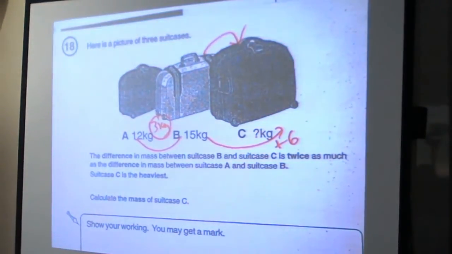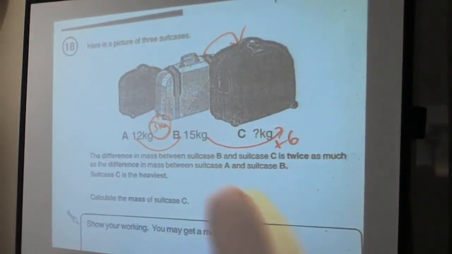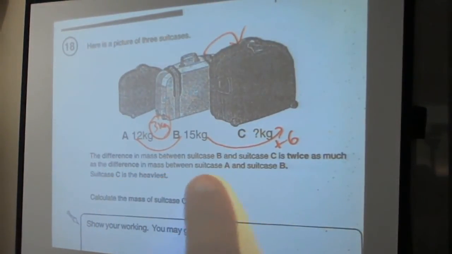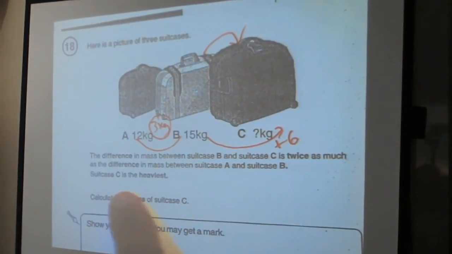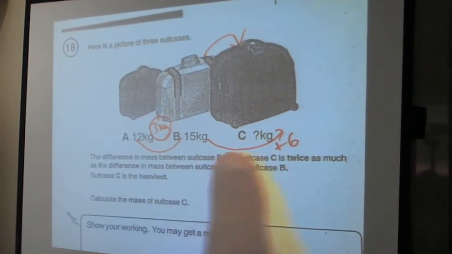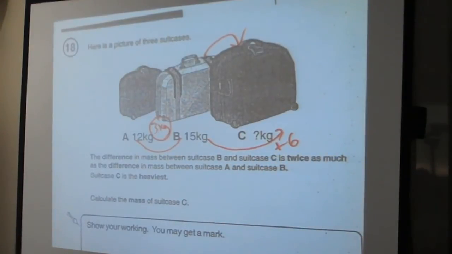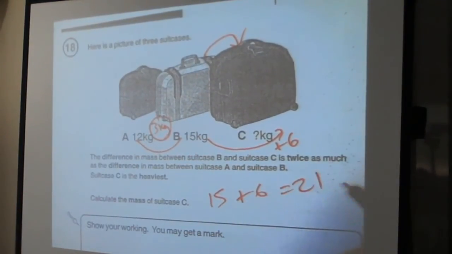21. Because it says here, the difference in mass between suitcase B and suitcase C is twice as much as the difference in mass between suitcase A and suitcase B. So the difference between these two is twice as much as that. What was the difference here? 3. So this one would be 6 kilograms more. That would be the difference. So that would be 21 to give you the difference of 6. So we're going to say it's 15 add 6 is equal to 21 kg is the answer for that one.